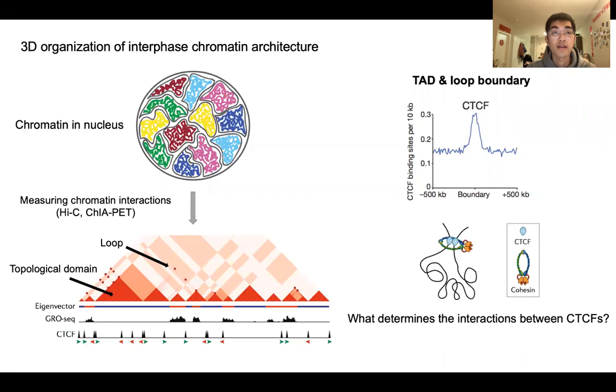So it's been abundantly clear over the past decade that the 3D genome organization is not randomly distributed. It's actually intimately associated with transcriptional regulation. The 3D organization of the genome has been extensively profiled by Hi-C and ChIA-PET, and they identified structural units like topological domains and loops from the whole genome. The most prominent feature of TAD domains is that they are usually bounded by CTCF binding sites at both sides. However, it's not clear what determines the interaction specificity between those CTCFs.